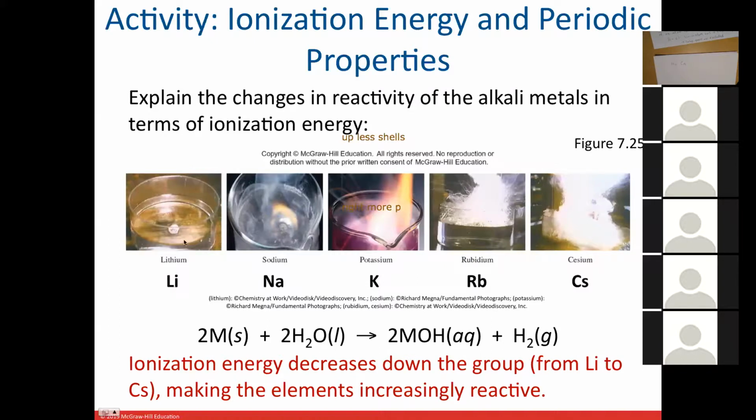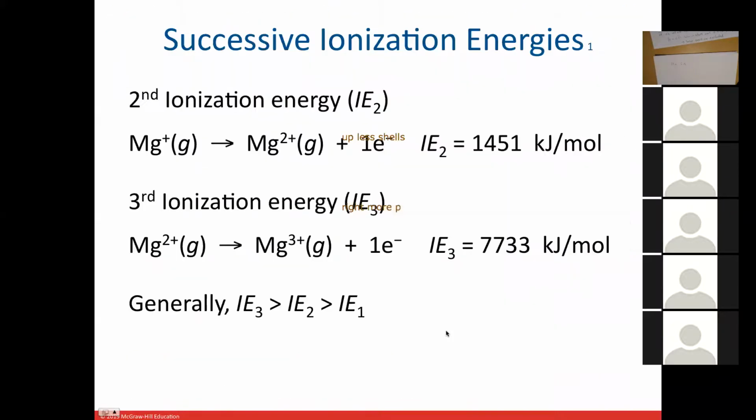So why is cesium so explosive when it reacts with water? Because it's really easy to pluck off an electron. It doesn't take a lot of energy to break that electron bond, and when you form these products, you give off a lot of energy, right? It's a really interesting reaction.